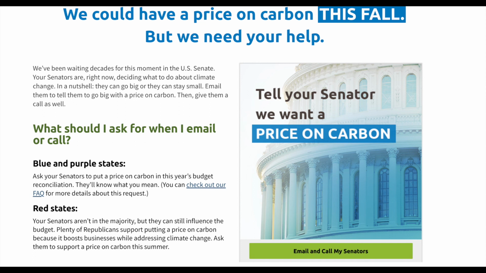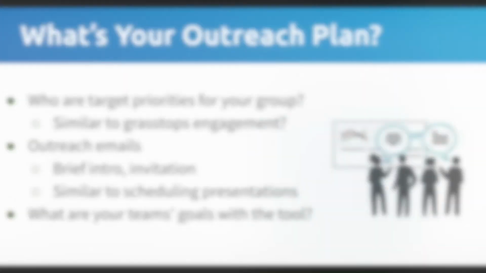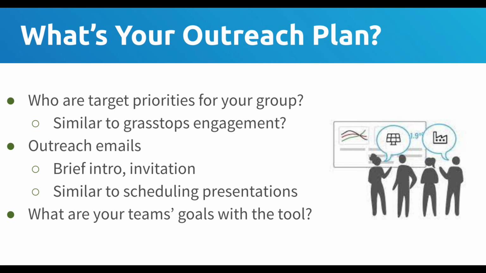So what I'd like us to do is think through if this is catching your fancy and really exciting you as a new angle into having dialogue with your congressional office, with local grass tops leaders, with community groups that you'd like to have more of a chance to learn from each other with. What's your outreach plan? Who are your target priorities for your group? Are they similar to what you're already doing with grass tops engagement? Is there any way that your ongoing work with meeting with your member of Congress and their staff can be benefited from using this tool in highlighting the comparative analysis that Lisa has shown?